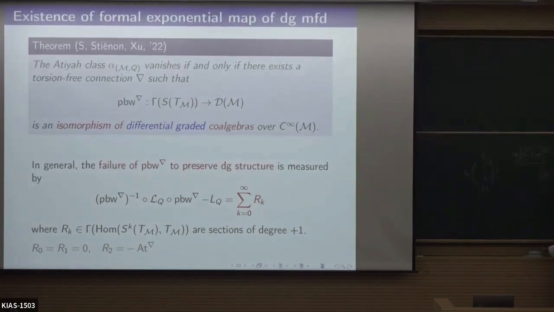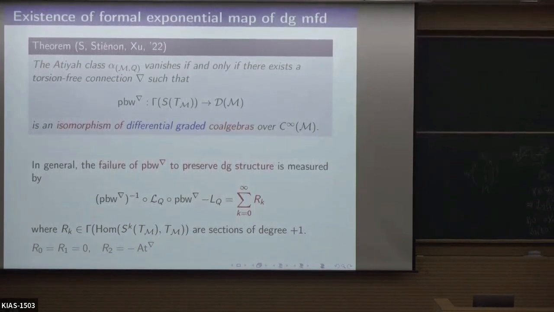Q is a vector field. If I have a vector X, then L_Q X is just the Lie bracket with Q. And if I have X1 to Xn, which is in the symmetric tensor of TM, then L_Q of X1 to Xn is the extension of this using the derivation law.